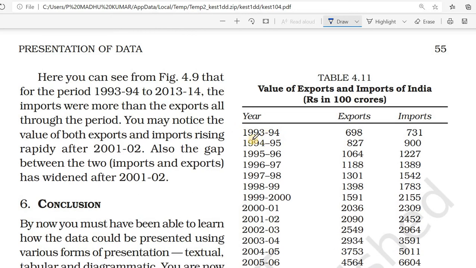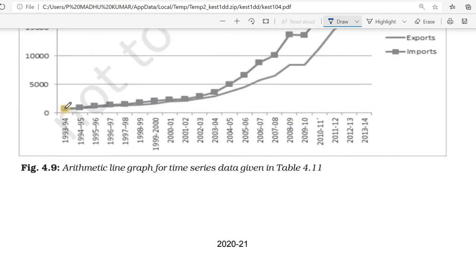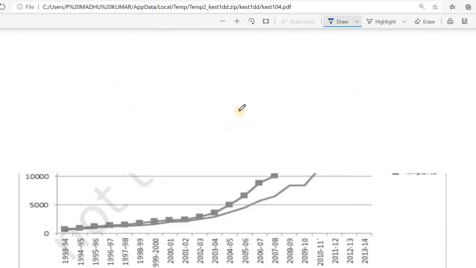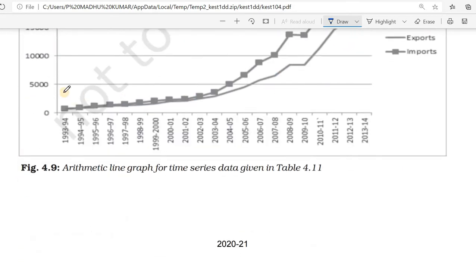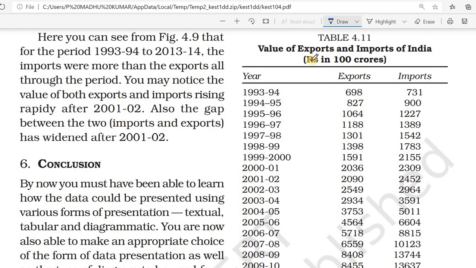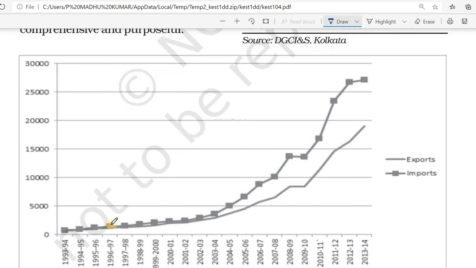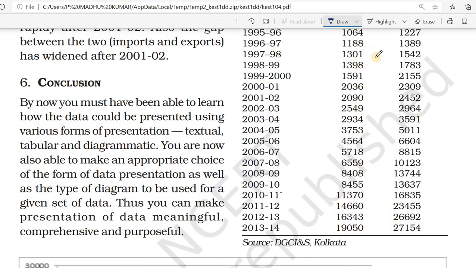Then next one is 1993-94, export is 698. We need to mark this 698. Then first we can draw export, after that we can draw import. Next one, 1994-95, it is 827 here. Then 1995-96, it is 1064, it is here. Then next one, 1188, like that.